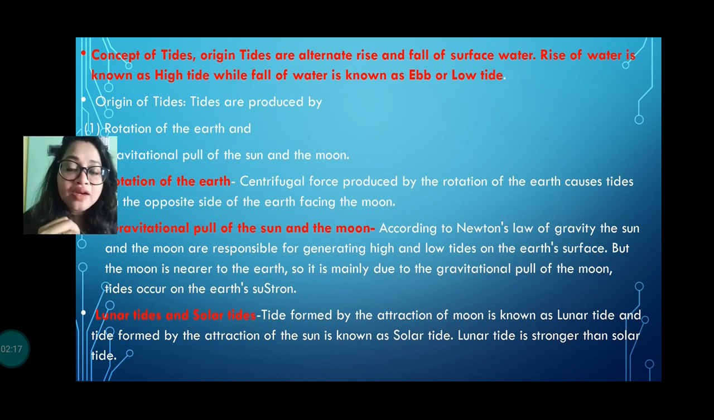Another one: the lunar tide and the solar tide. What is that? The tide formed by the attraction of the moon is known as the lunar tide, and the tide formed by the attraction of the sun is known as the solar tide. But always remember that the lunar tide is stronger than the solar tide.